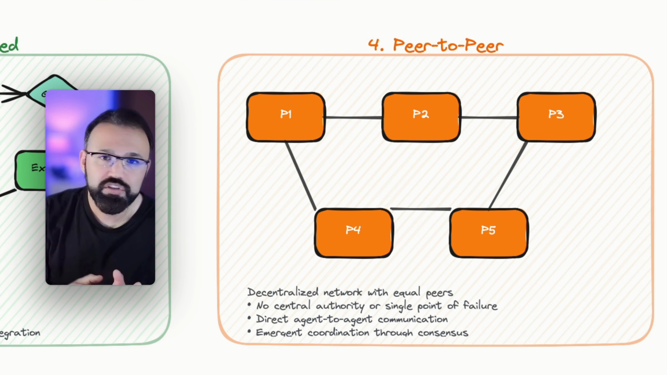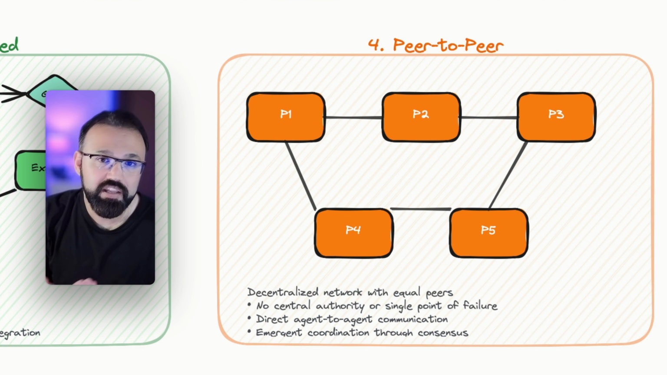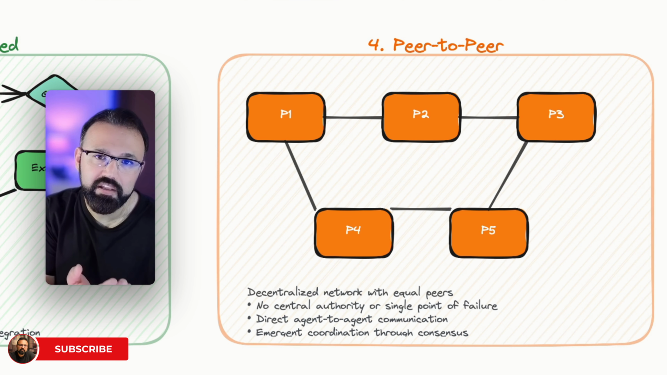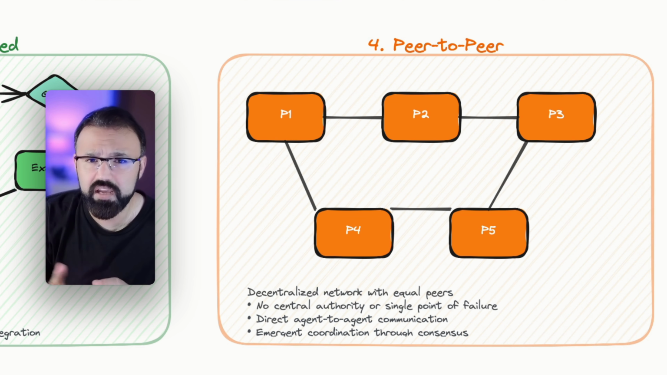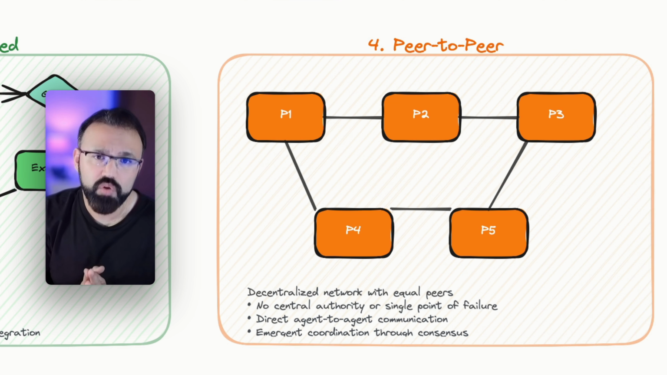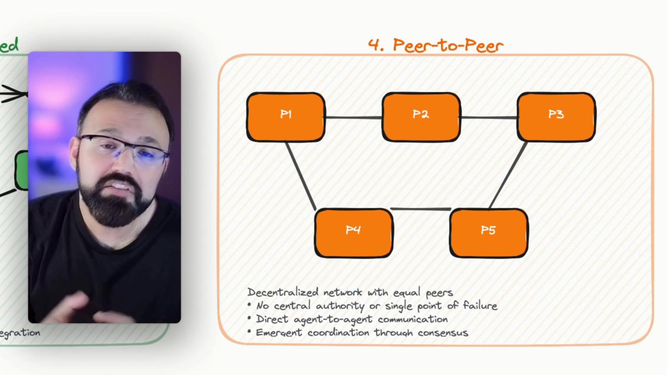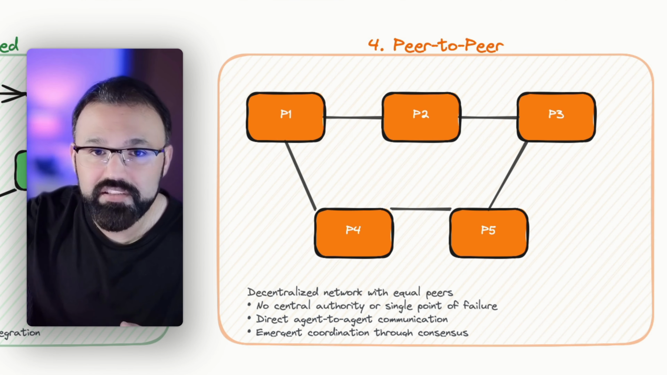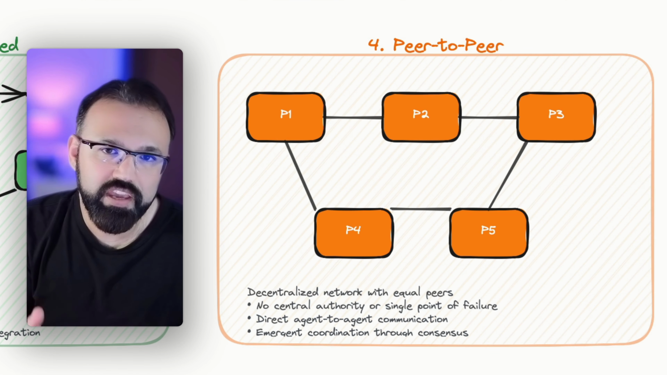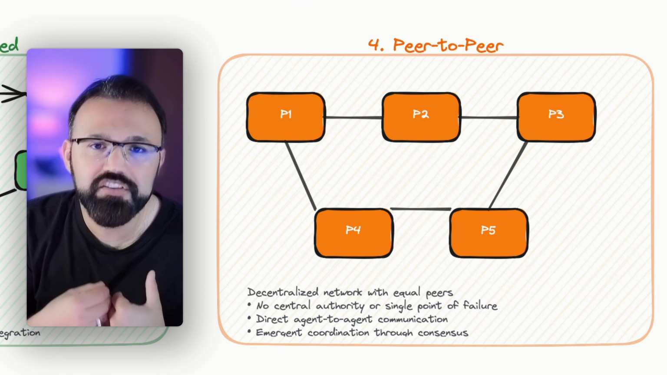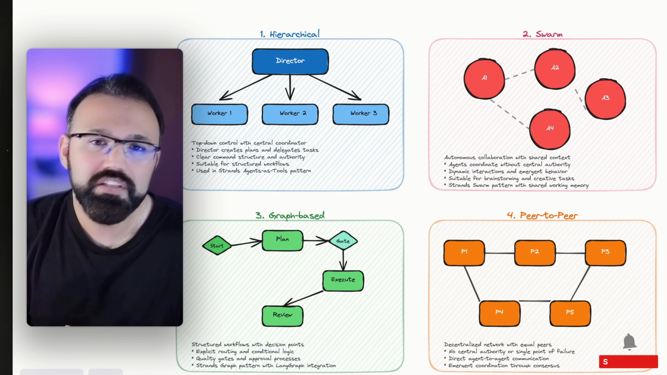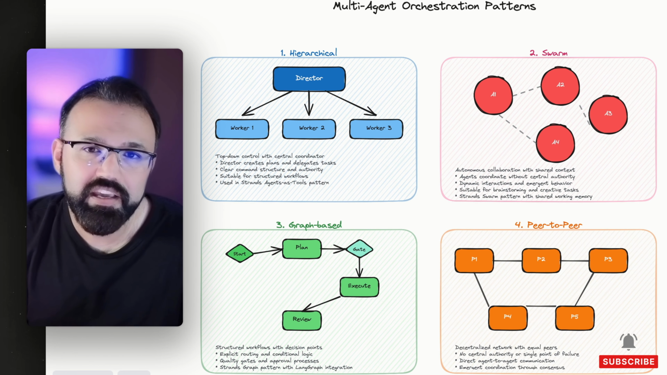This is something a lot of people are already implementing, integrating agent-to-agent communication as we move towards agentic AI workflows. This concept is a decentralized network of peers of agents, where the agents are actually communicating with other agents. So these are the four main types of multi-agent orchestration patterns.